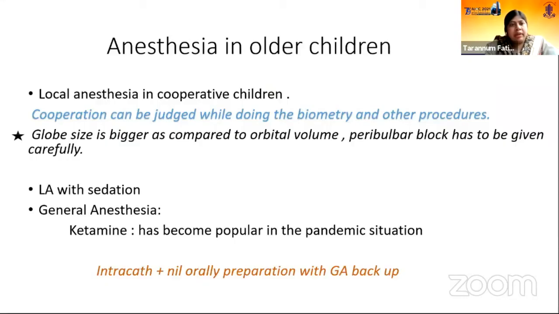Anesthesia in older children: local anesthesia can be given in cooperative children, especially in the developing countries where GA is a big problem. Cooperation can be judged while doing the biometry and other procedures in the OPD. Globe size is bigger as compared to the orbital volume in the pediatric population, so peribulbar block should be given carefully. The other option is LA with sedation, and general anesthesia in mentally retarded children or very uncooperative children.